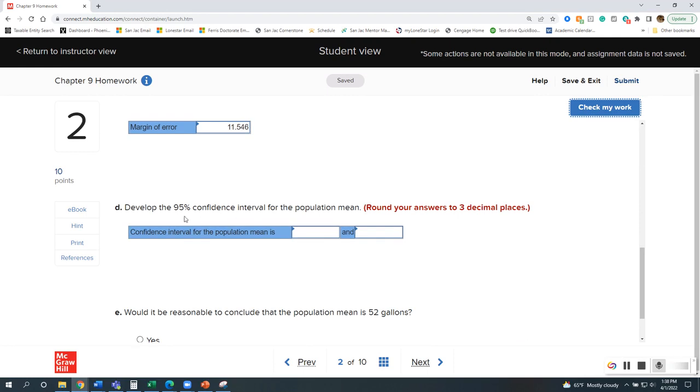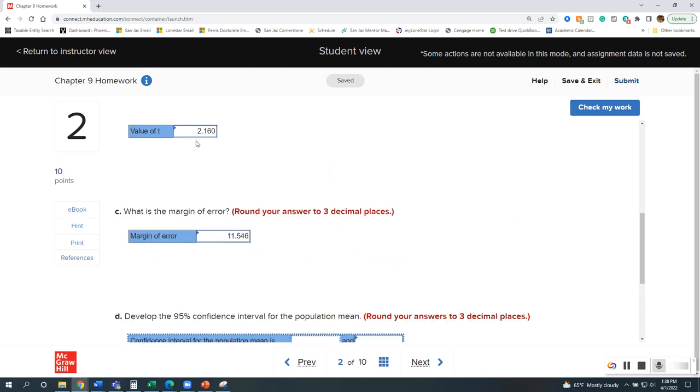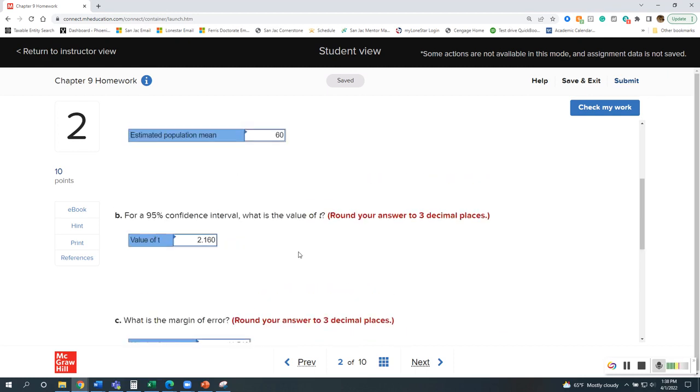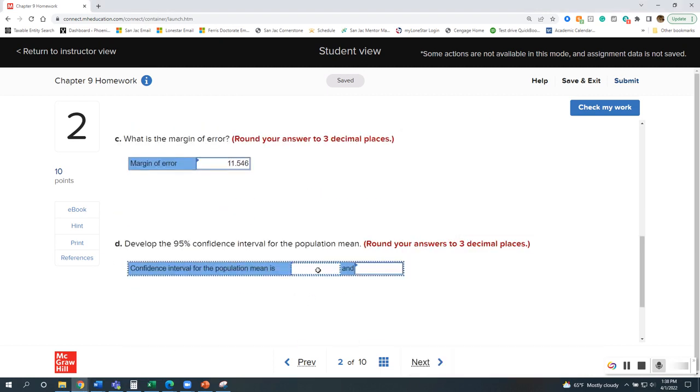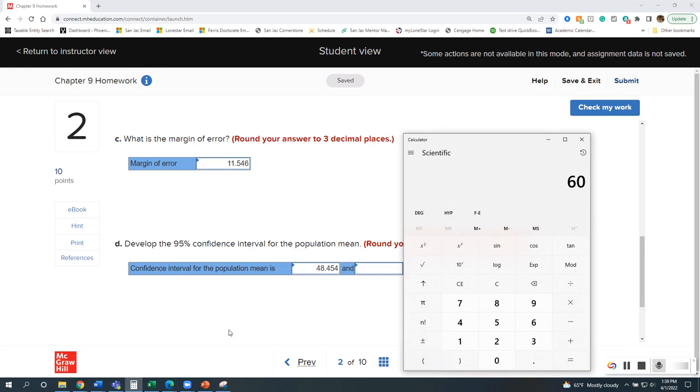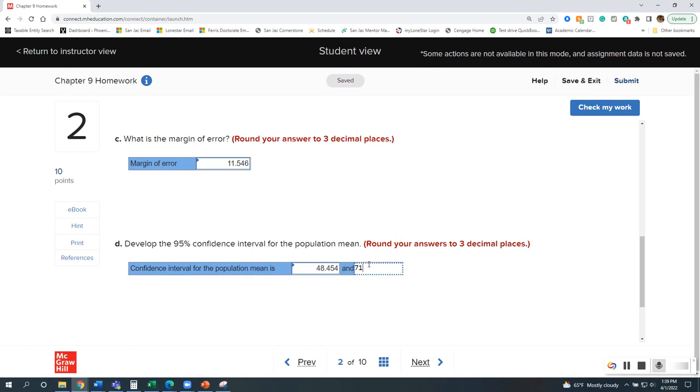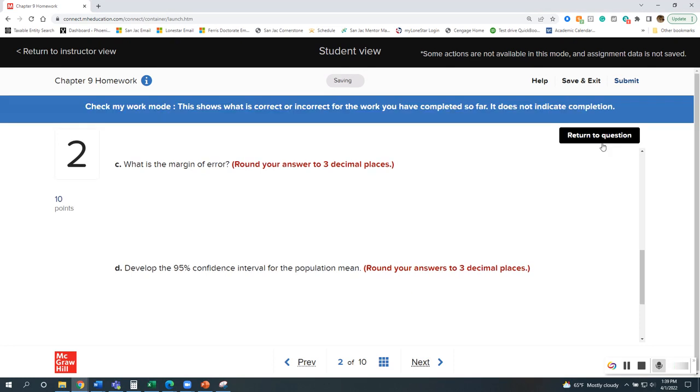Okay, so now it's time to develop the 95% confidence interval. So we're going to take our 60 and basically add and subtract this number right here. So calculate 60 minus 11.546. We come out to 48.454. And then 60 plus 11.546, 71.546. Again, check.